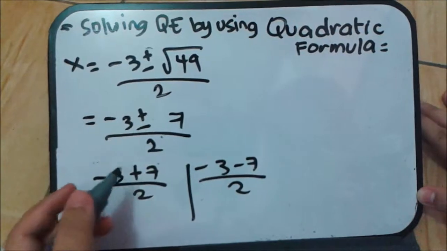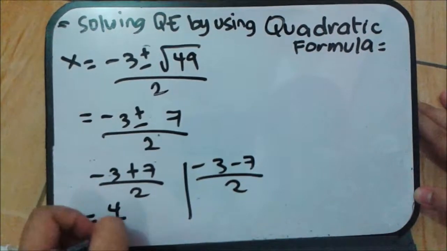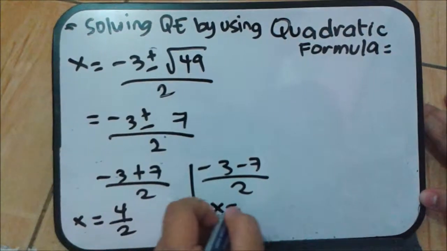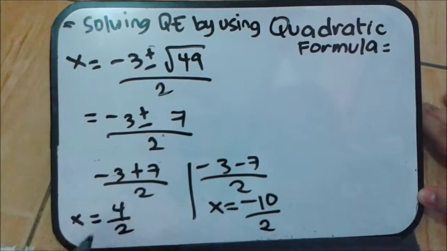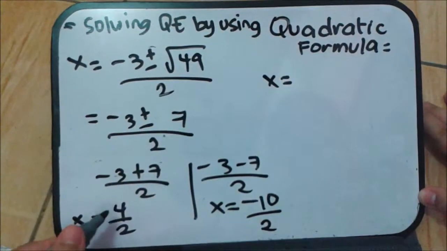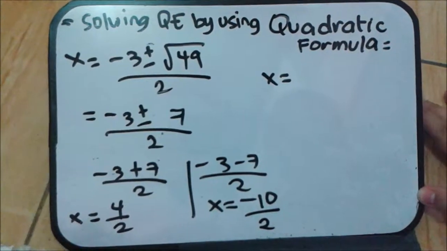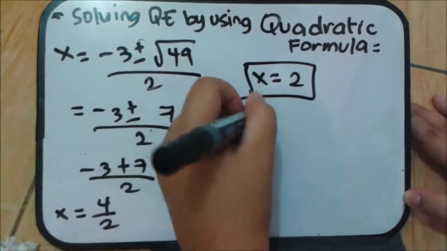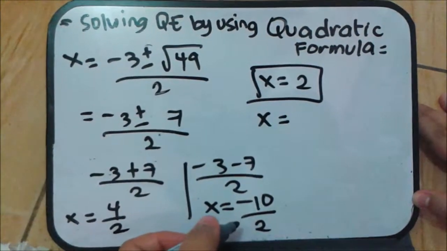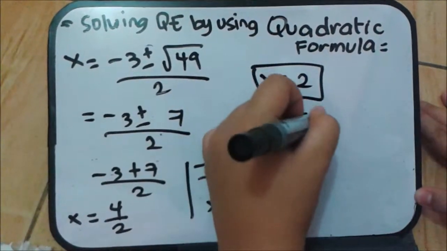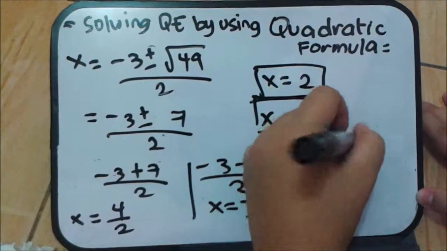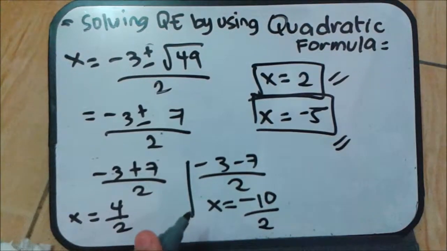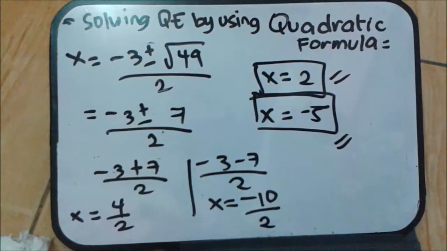Then solve. x is negative 3 plus 7, which is 4, over 2. Here, negative 3 minus 7 is negative 10 over 2. Your final answer: 4 over 2 simplifies to x equals 2. On the other side, simplified, x is negative 5. This is going to be your final answer when solving a quadratic equation by the quadratic formula.